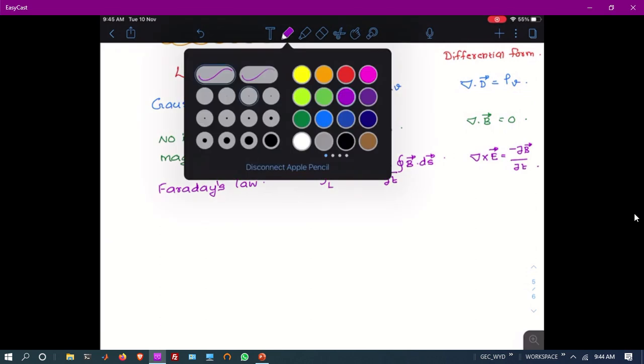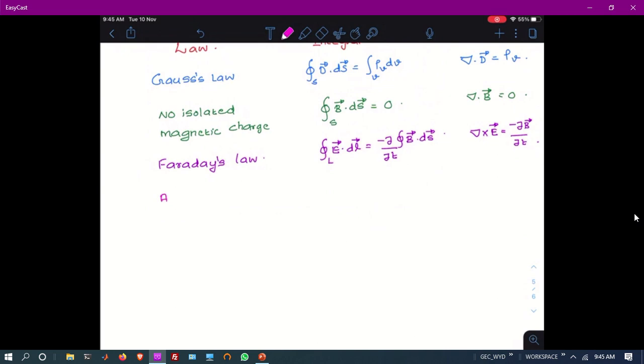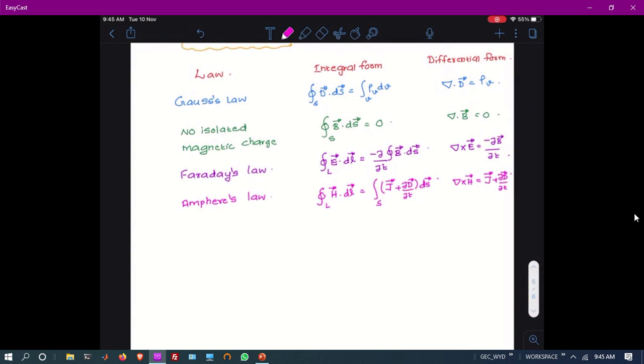The last one is from Ampere's circuital law, which states the line integral of H along a closed path is equal to the surface integral of (J plus dou D by dou T) ds, or I can say del cross H is equal to J plus dou D by dou T. So you have combined all the laws, and this collection of laws is called Maxwell's equations.